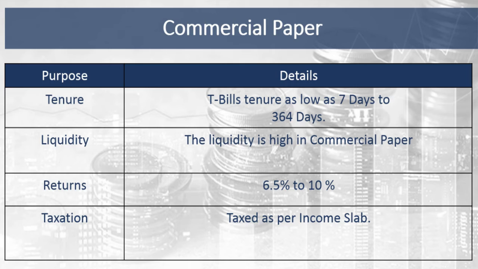Let us test commercial paper on all our 4 criteria. The tenure will start from 7 days to 364 days. The liquidity is high in commercial papers because it is an overnight market. The returns will be 6.5% to 10% depending upon demand and supply, and the taxation will be as per your income slab.